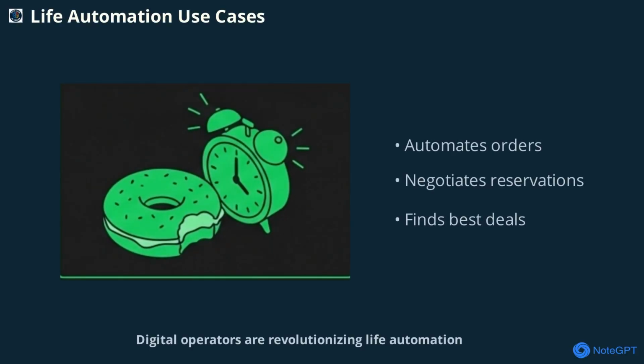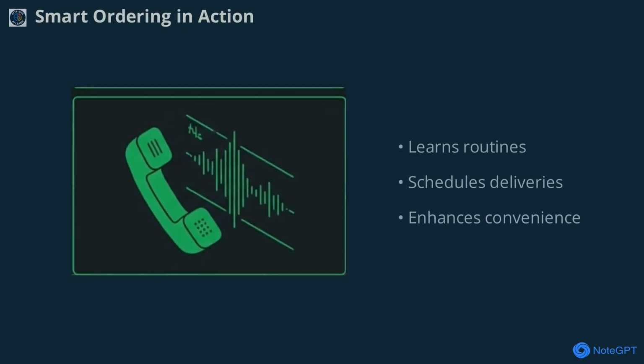Digital operators are revolutionizing life automation. Imagine your AI detecting your wake-up time and scheduling deliveries to arrive just as your day begins. Or if an online booking fails, it can call the restaurant and negotiate a reservation on your behalf. These smart assistants can handle complex purchasing tasks, scour the internet for the best deals, and even negotiate prices, saving you time and money. Let's look at a real-world example.